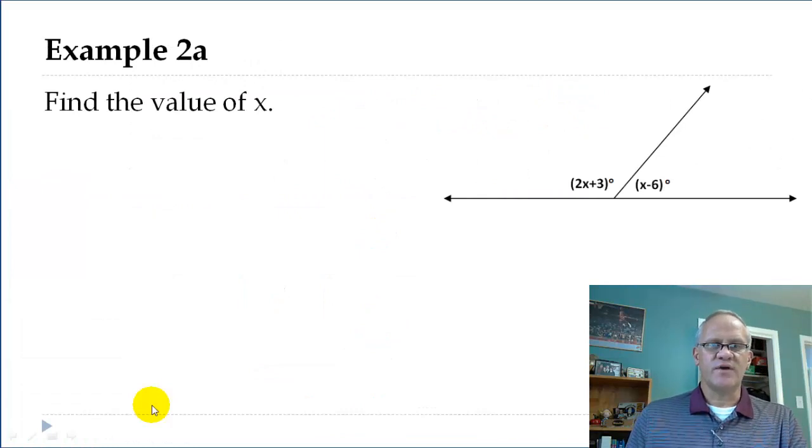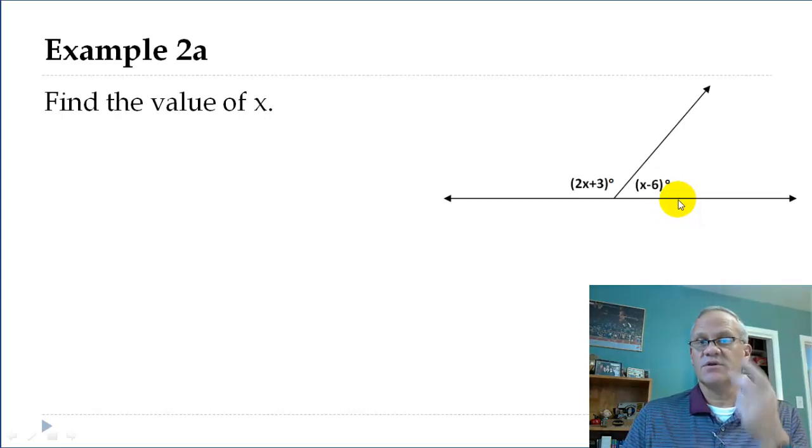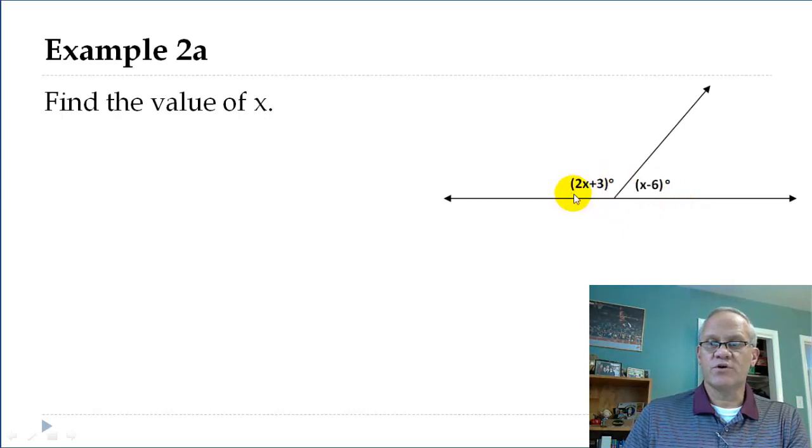Example 2a, find the value of x. Okay, so we look at our diagram here. So we say, hey, this is a straight line. These two angles here are right next to each other, and they make a straight line. Well, that means, number one, it's a linear pair. Number two, they're supplementary. Okay, so we're going to write an equation just like we've done before.